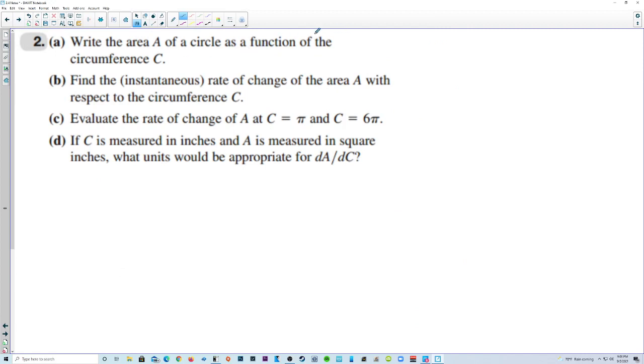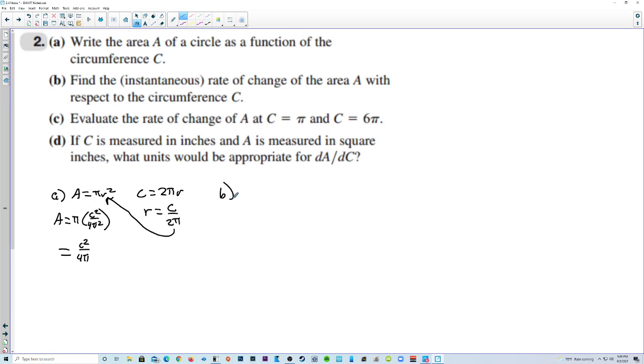Write the area of a circle as a function of the circumference. So letter A, area equals pi r squared, and circumference equals 2 pi r. So we want to write the area in terms of the circumference. So r is equal to c over 2 pi, and we're going to plug this in for r. So A is equal to pi times c squared over 4 pi squared. The pi's cancel out, and we have c squared over 4 pi.